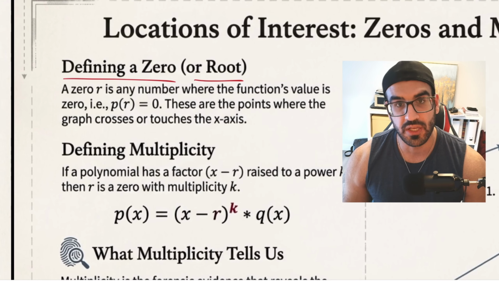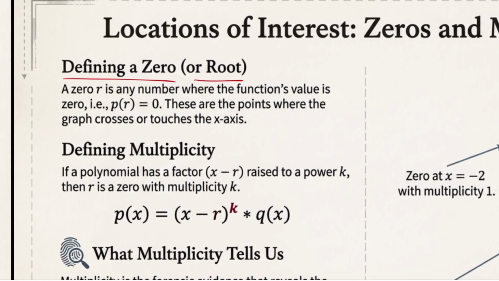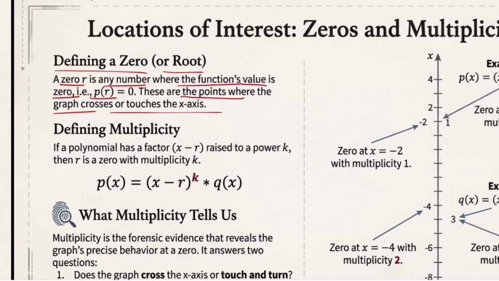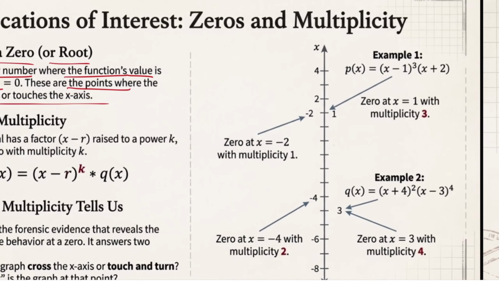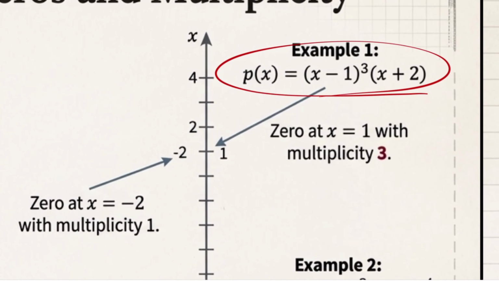Based on the degree, we can see how many zeros we have, and we will see that in the future. But again, the definition is that a zero, which we know as r, is any number where the function value is 0. For instance, p of r is 0, f of x is 0. These are the points where the graph crosses or touches the x-axis. As you can see over here, I have something like this. Despite the fact that we have different degrees, power of 1 and power of 3, I have 1 as one of the roots, and I have -2 as a root.